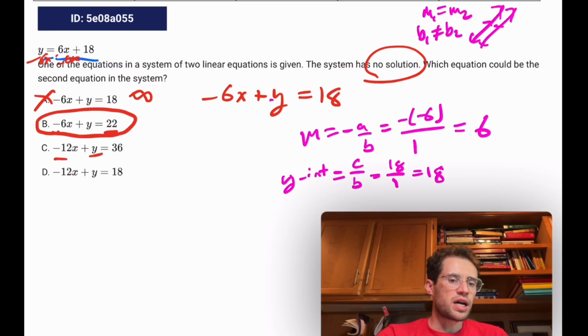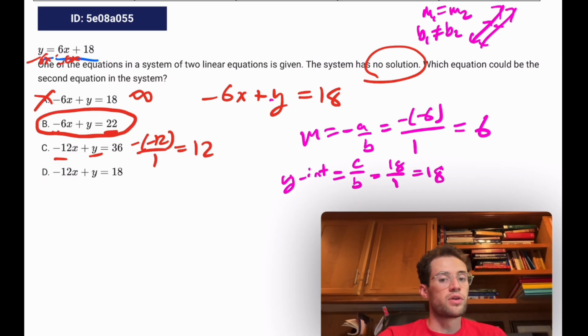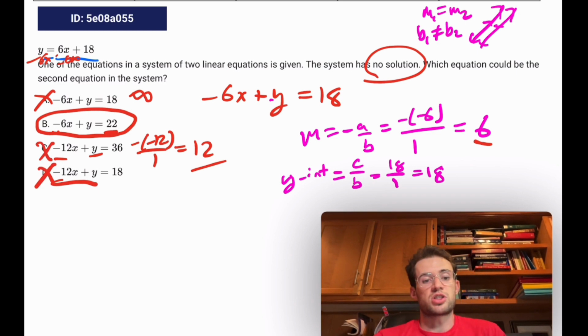Now for these ones, the a value is negative 12. The b value is still 1. So for this, the slope would be negative negative 12 over 1, which equals 12. That's a different slope, right? Our line has a slope of 6. This line has a slope of 12. This one is the same thing, also a slope of 12. So they have different slopes, which means they'll have one solution. Option B is the only one that has 0 solutions. So that's the right answer.